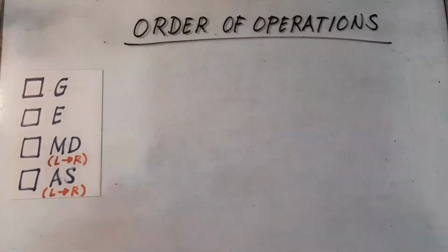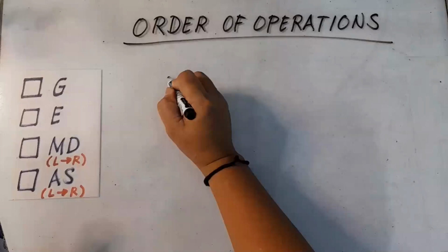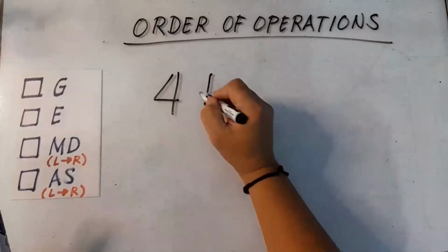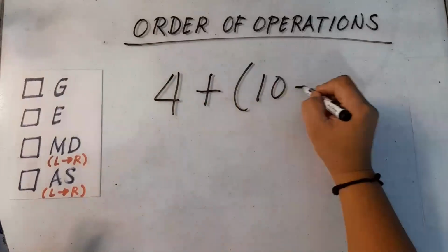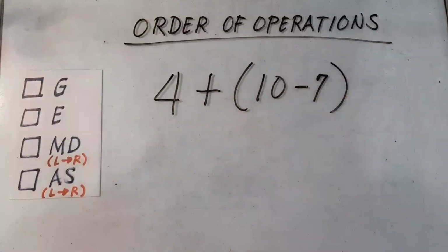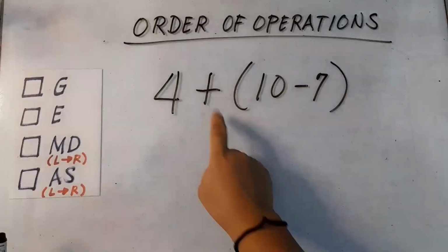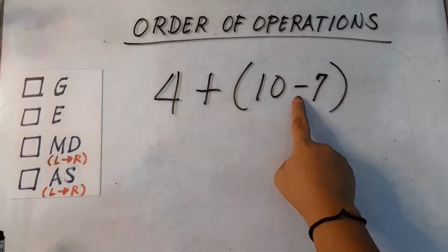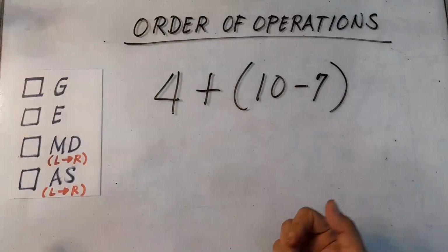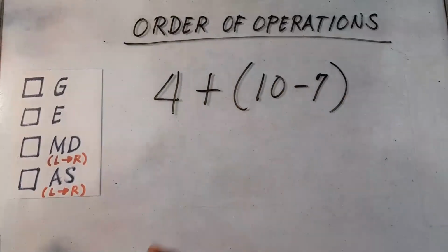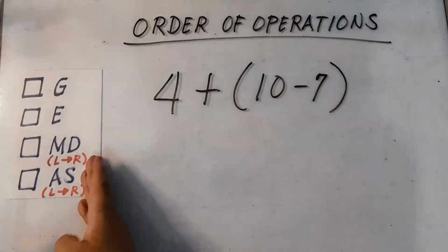Let's have our first expression. We have 4 plus the quantity 10 minus 7. Okay? Now, there are two operations involved. We have addition and subtraction. Ang tanong, alin ang uunahin natin sa kanilang dalawa? Yung addition ba or yung subtraction? So, titignan natin yung checklist natin.